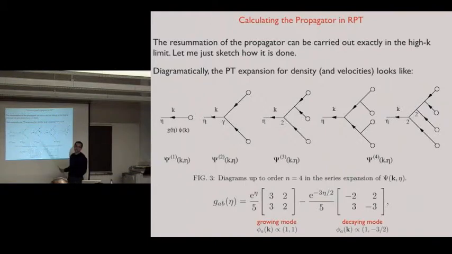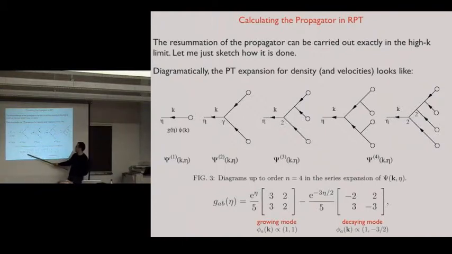This blob means initial perturbation, and the perturbation could be density or velocities. So this phi is a vector whose first component is density, second component is velocities. This is linear theory. You start with some initial condition, and you propagate forward in time until time eta, where eta is the log of the scale factor, or the log of the growth factor. This little arrow means propagation forward in time.